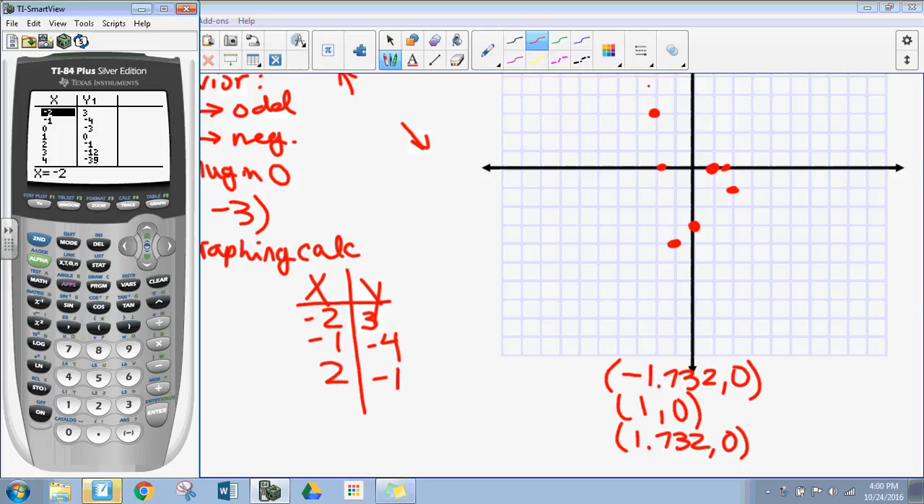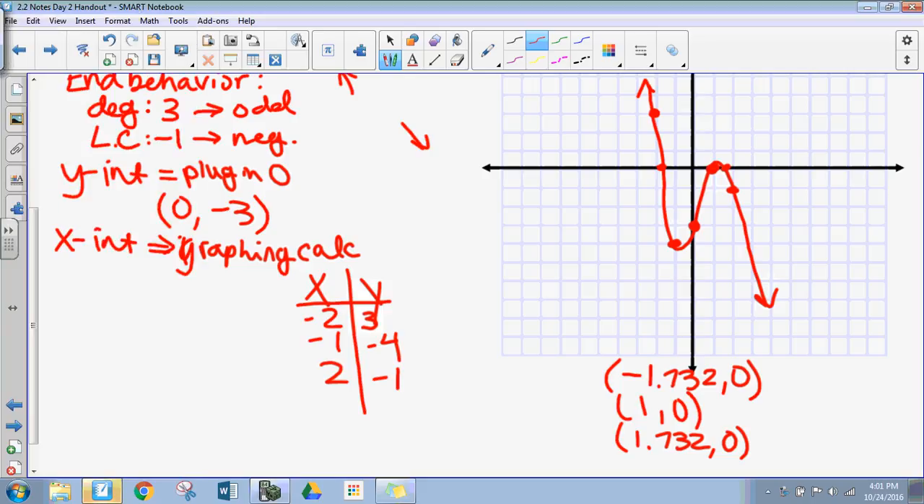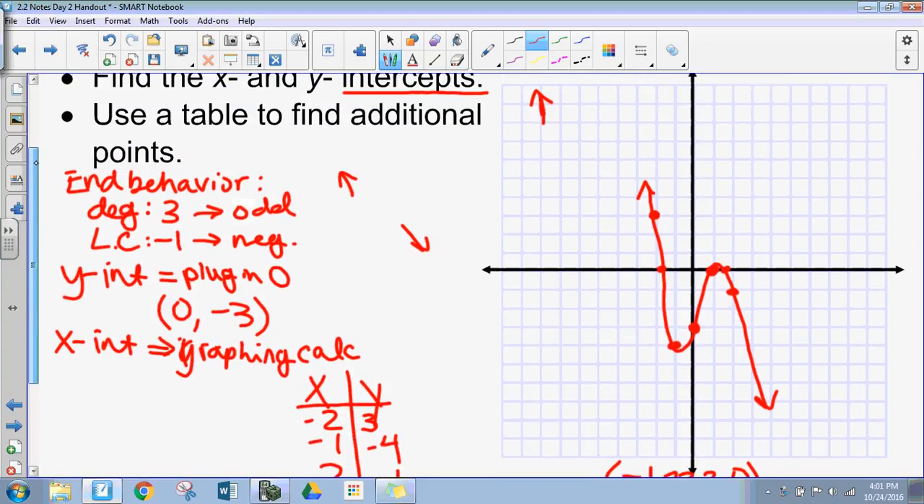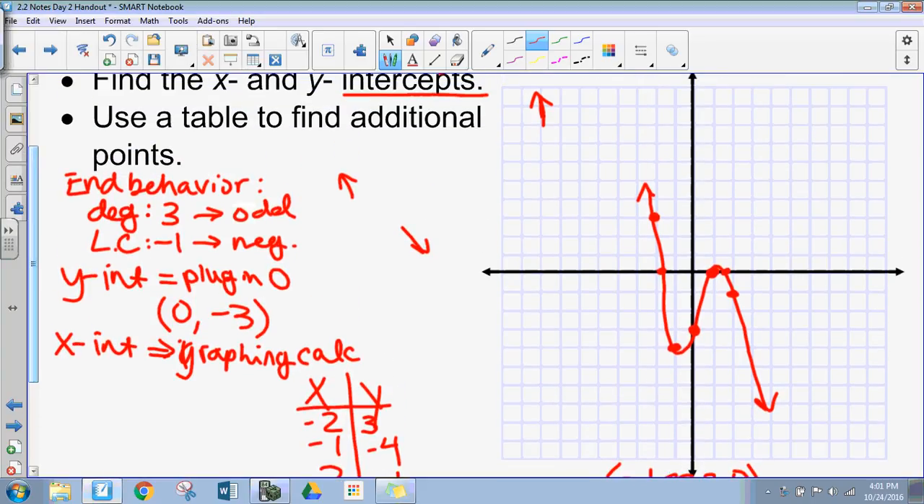Okay, so this is coming down here. And then it's going to come back up here. And then come back down here. So you have enough points to give you a good shape, a good idea of what it's going to look like. Our end behavior worked out the way we said it would. And that's about it for how much you need to do for graphing right now at this point. Okay, so you're using my graphing calculator to find some additional points to give you a good graph.